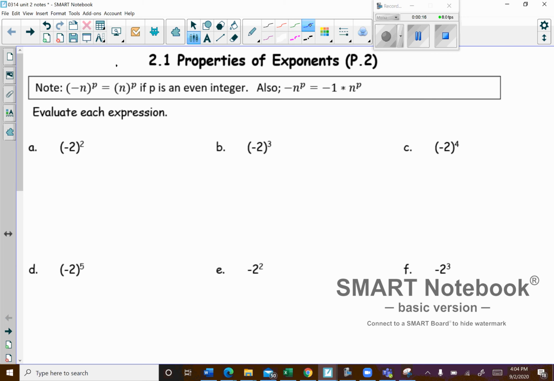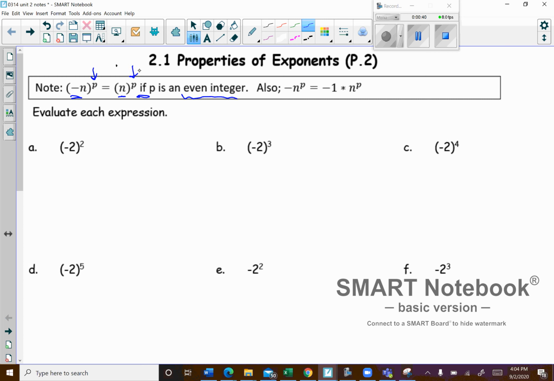So, the first thing we're going to take note of right here is it says, note that if you have a negative value raised to some power p, that would be equal to if the base, that's known as your base right there, were positive. So it doesn't make a difference if it's positive or negative if p is an even integer. So that only works if this is an even integer.